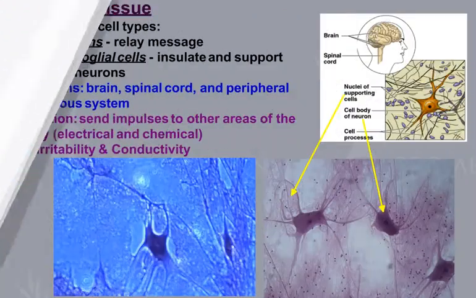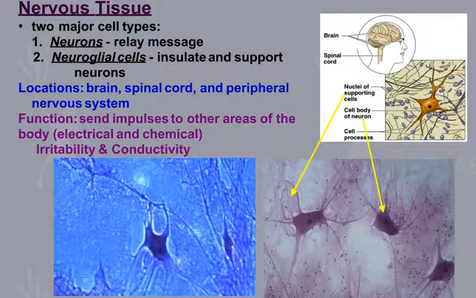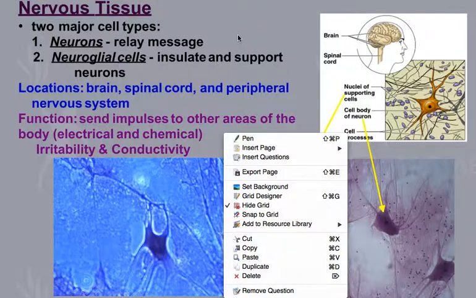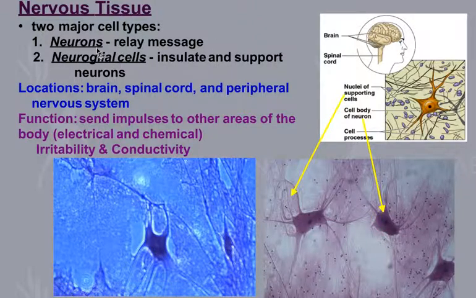And then our last type of tissue is nerve tissue, and there's two major cell types in nerve tissue. We have what are called neurons, and those are the actual nerve cells, and their function is to relay messages through your body. And then we also have special support cells called neuroglia. We call those glia cells for short.